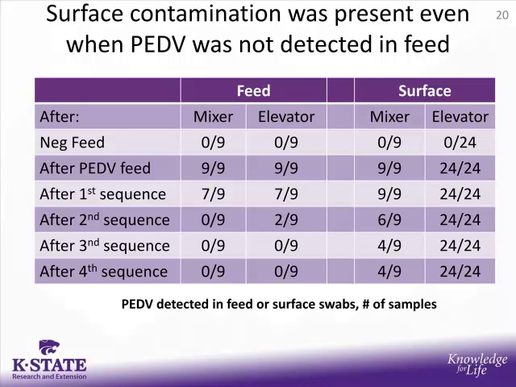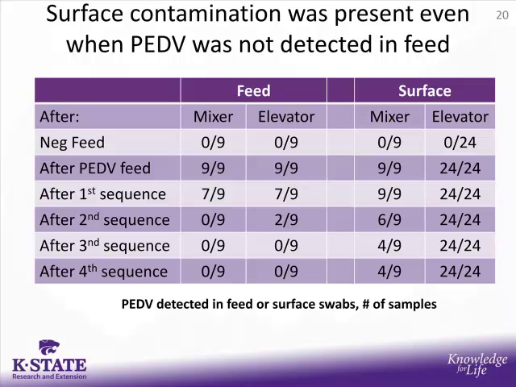In the middle columns right here, you see the feed samples that were collected at the mixer and the elevator after the negative PED feed and the 4 sequence batches, but then the environmental swabs from the surface contamination. So again, just to tie it all together, after sequence 2, we didn't have any feed within the mixer that was PED positive. After 3, we didn't see anything that was positive or PED was detected after the bucket elevator.